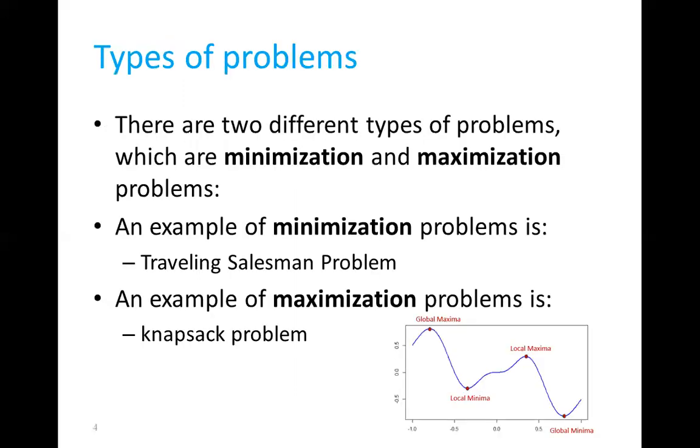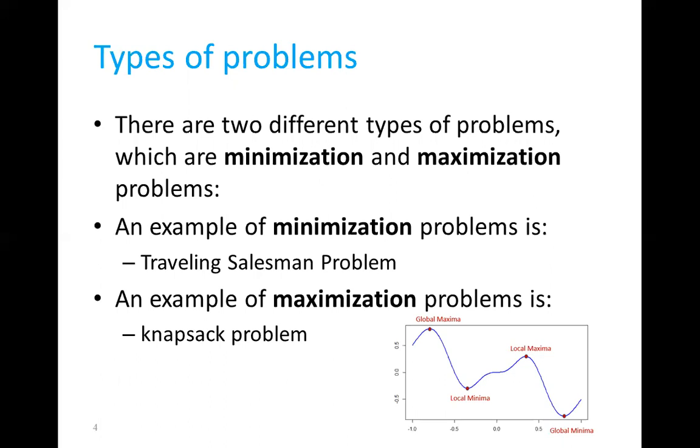Today, I will present a topic called exhaustive search, and we will apply it to optimize some problems like traveling salesman problem and knapsack problem. So, first of all, what are the types of problems? We have two different types of problems. The first one is minimization problem. On the other hand, we have a maximization problem.